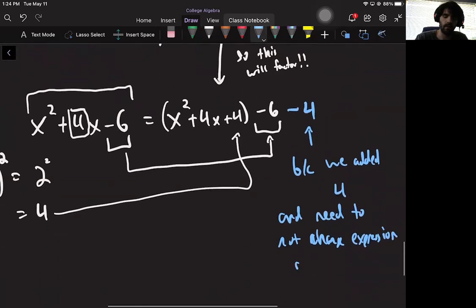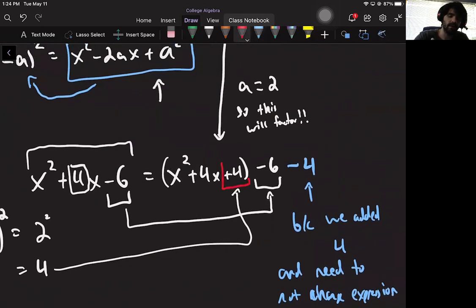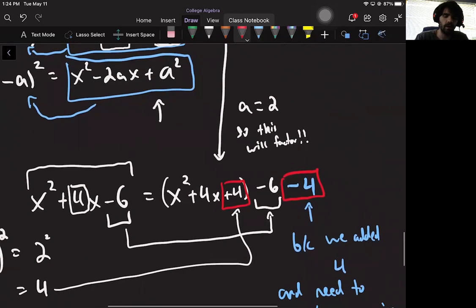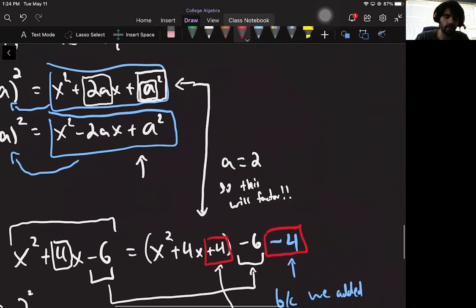So I need my 4 and my minus 4 to cancel to be 0, so that together, by adding this 4 and subtracting this 4, I secretly haven't added anything at all. I've added 0. And so this is not changing the expression at all. Okay, so this is how the trick works. So we'll get lots of practice with it, but this is the trick.